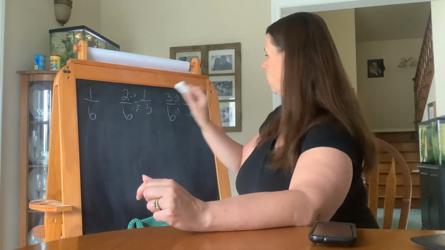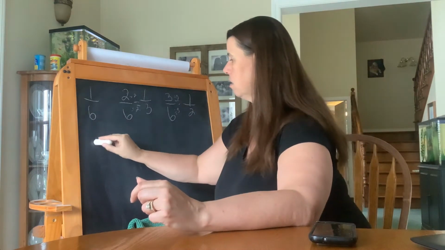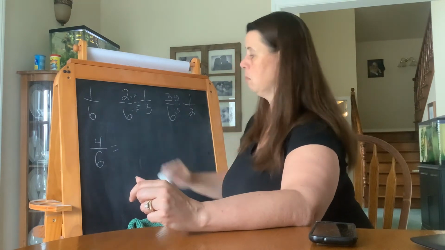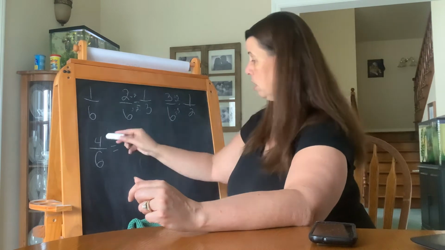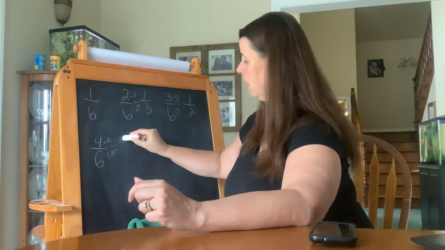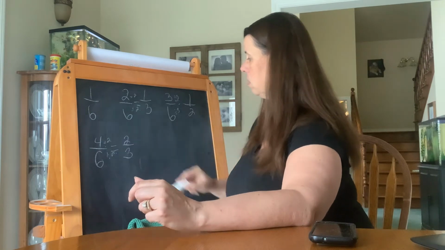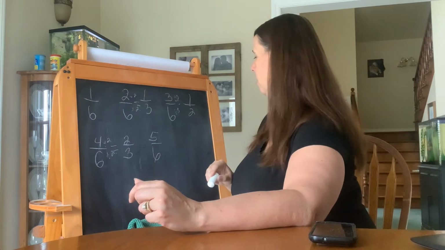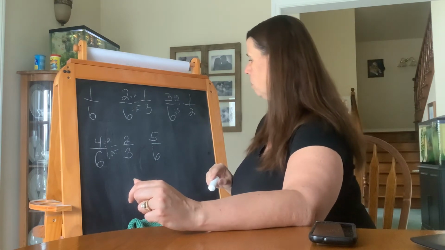Okay? 1/6, 2/6, 3/6. I feel like I'm reading the Dr. Seuss books. 4/6. I can simplify this because 2 goes into 4 and 6. So I can divide by 2, divide by 2, and I end up with 2/3. Now 5/6, there's nothing that goes into 5 and 6, so that's the simplest form.